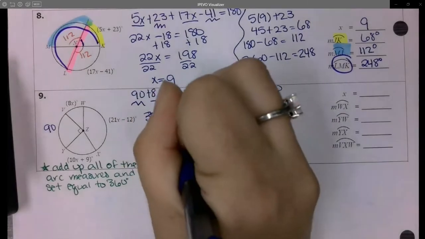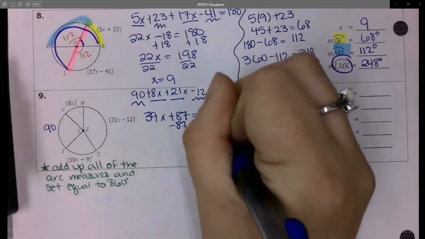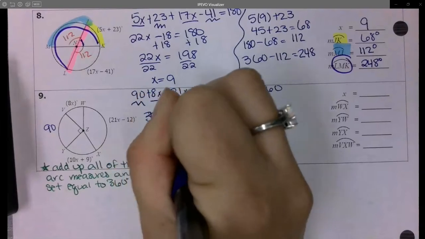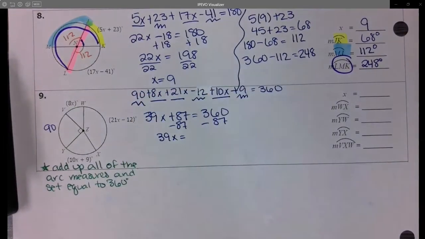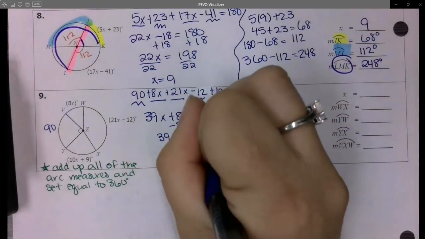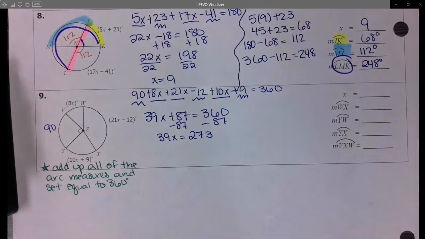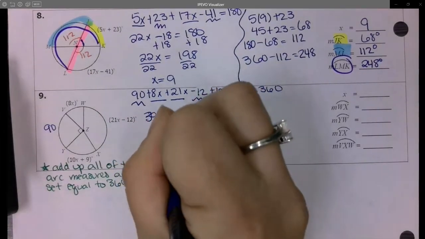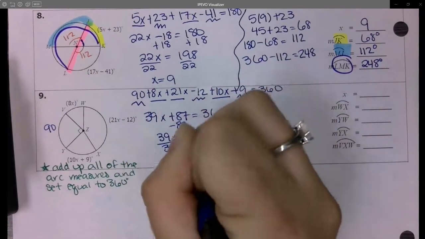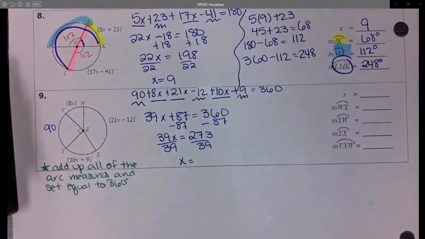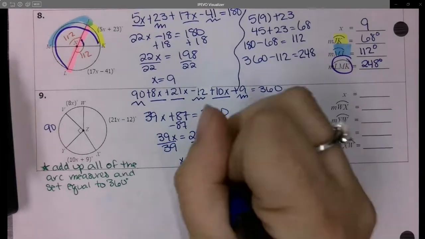So then I want to go ahead and subtract 87 on both sides. I get 39x on my left and 360 minus 87, 273. Then I want to divide both sides by 39. Seven.